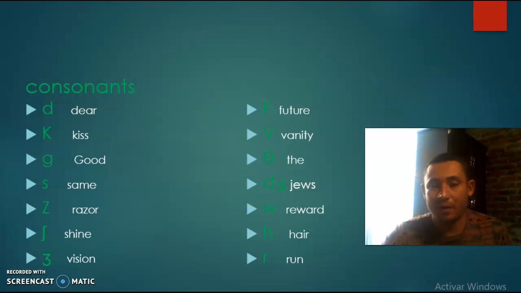Now we have vision. Now the sound is future. Now again you have here the sound like mosquito. Vanity. That sound is, you have to put your tongue in the middle of your teeth. It's a slow sound. Here for me it's complicated. Use.